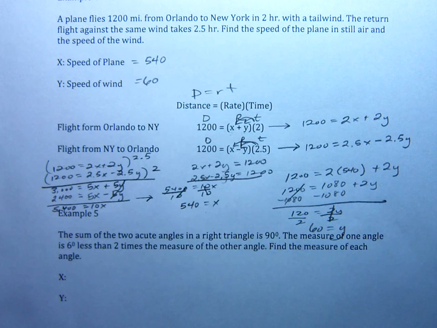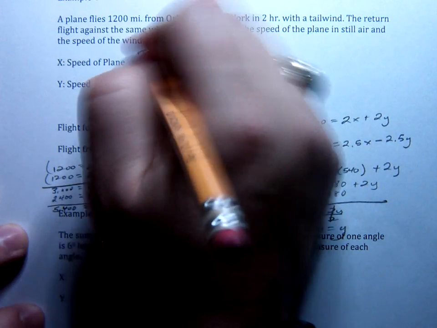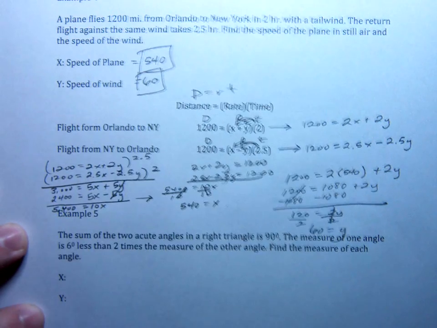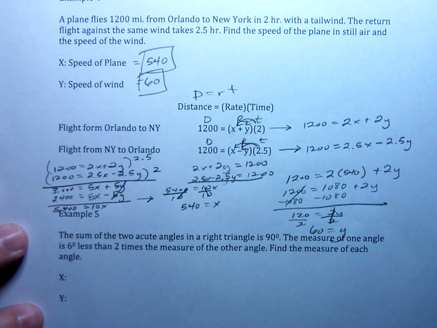So does it make sense? Does a plane traveling at 540 miles per hour make sense? Yes. Wind traveling at 60 miles per hour, that's pretty fast for some wind, but if you're up that high in the air, it's probable. I mean, it's definitely likely. Okay? So that's the answer there. So here's our answers. If you need to pause it, do so, because we're going to move right along into the last example.